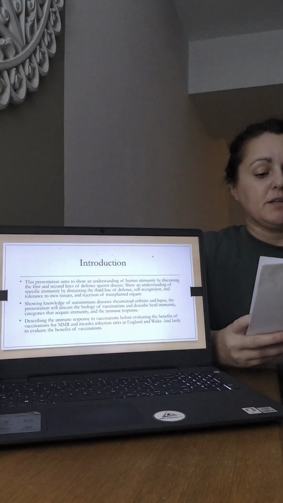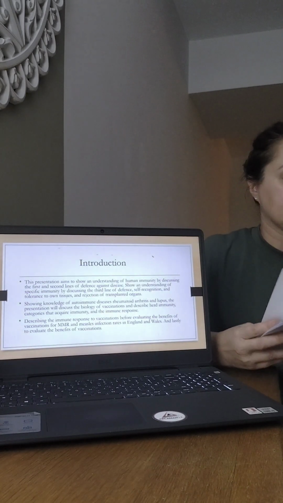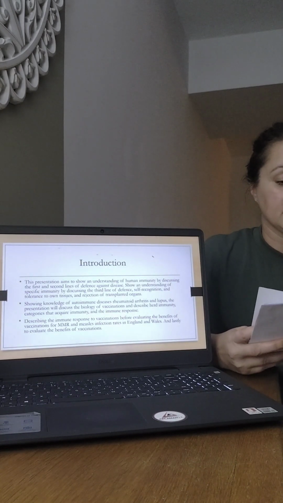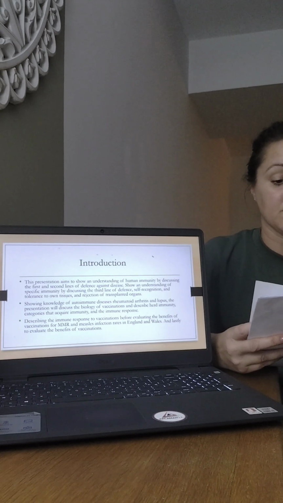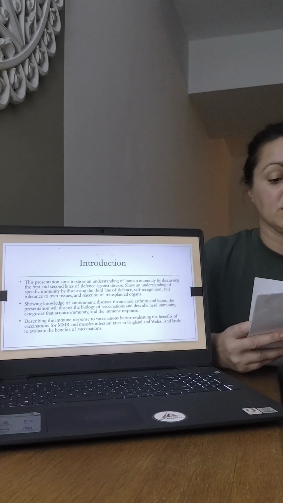This presentation aims to show the understanding of human immunity by discussing the first and second lines of defense against disease, showing understanding of specific immunity by discussing the third line of defense, self-recognition, tolerance to its own tissue, and rejection of transplanted organs. Showing knowledge of autoimmune diseases, rheumatoid arthritis, and lupus.